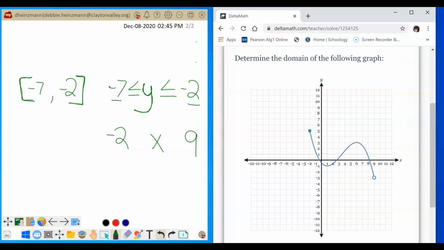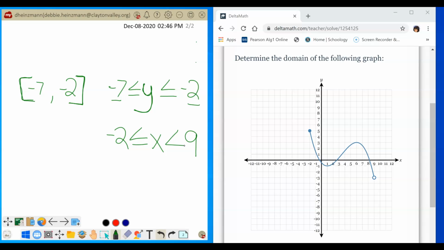So this circle is closed. So that means that -2 is part of the solution set. -2, that coordinate is on the interval. So I have to use my less than or equal to sign. But look at this circle over here. This circle is open. That means that +9 is not on the interval. It's not part of the solution set. So I will only use a less than on that side.